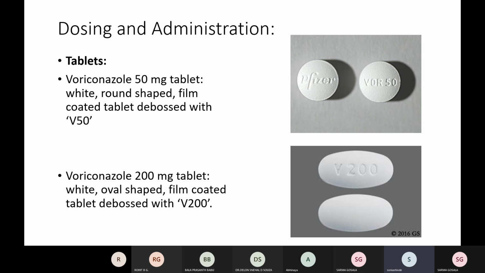Dosing and administration. Tablet form: voriconazole is available as 50 mg tablet and 200 mg tablet. The 50 mg tablet comes as a white round shaped film coated tablet, and it is debossed with V50 or VOR50. Voriconazole 200 mg tablet comes as a white oval shaped film coated tablet which is debossed with V200. So in case the tablets get mixed together, as they are all white tablets, we can check if it is debossed with VOR, and we can make sure that this could be a voriconazole drug.